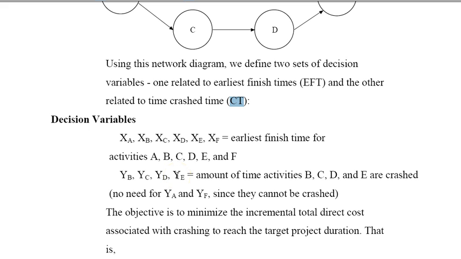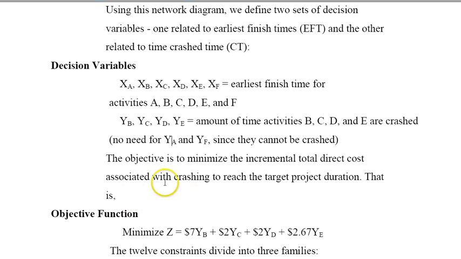So let's define those decision variables: XA, XB, XC, XD, XE, and XF, the earliest finish time for all these activities. Let's define another set of variables called YB, YC, YD, and YE, the amount of time activities B, C, D, and E are crashed. I didn't need YA and YF in this example, but I could use them if they were crashed. So now the objective is to minimize the incremental total direct cost associated with crashing to reach the target project duration.